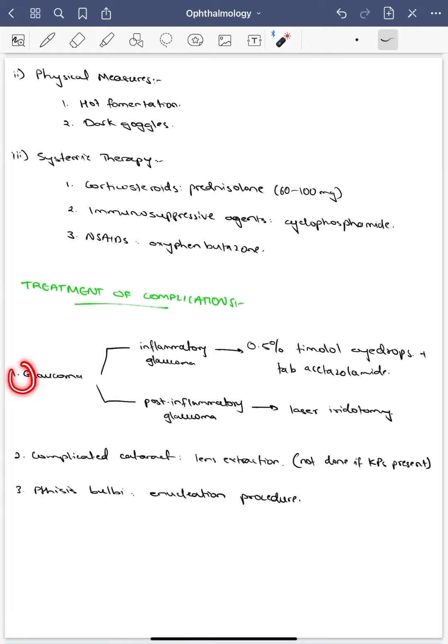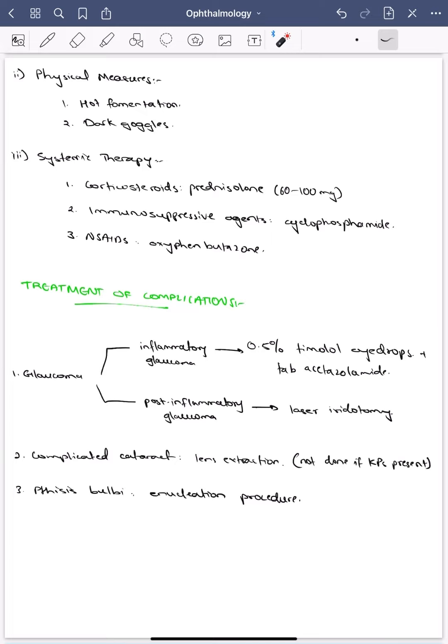Now if it's inflammatory glaucoma, then we give 0.5% timolol eye drops with tab-acetazolamide. If it's post-inflammatory glaucoma, then laser iridotomy is the mode of treatment. In complicated cataract is lens extraction, but it is not done if keratic precipitates are present. And finally we have phthisis bulbi, which is basically enucleation is done. So the treatment of the complications, if it's glaucoma, either if it's inflammatory we give timolol and acetazolamide, if it's post-inflammatory we do laser iridotomy. Then complicated cataract we do lens extraction, and for phthisis bulbi enucleation procedure is done.